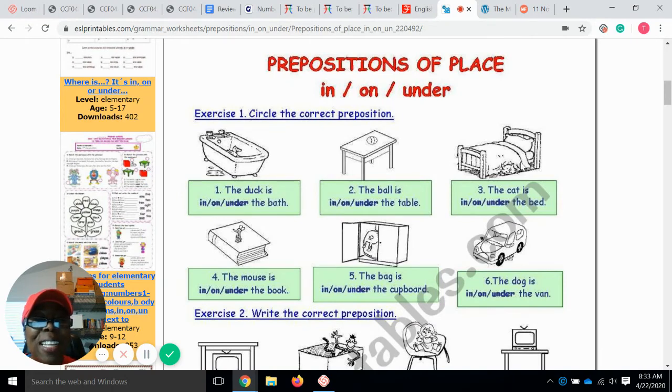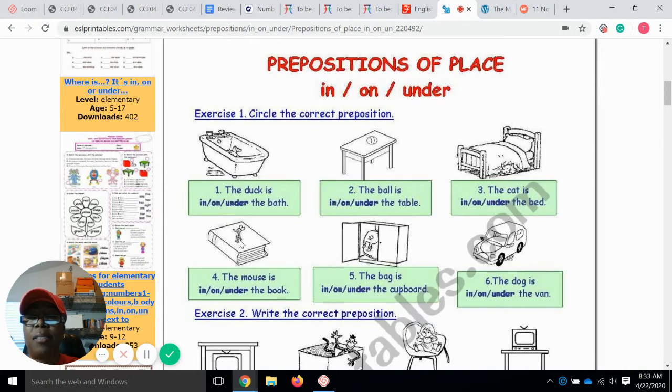Almost can't see him, but he's right there. Where is the cat? The cat is, which one? Correct, under the bed. The cat is under the bed. You notice I'm pausing before giving the answer. That gives you time to pause the video and write the answer that you think is correct. Okay? In the comment section.